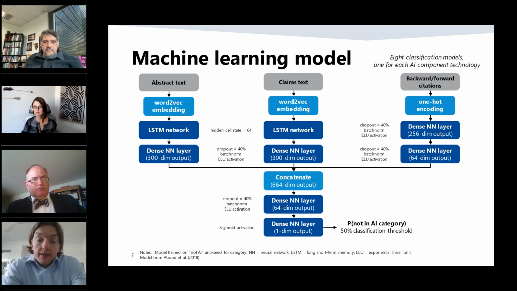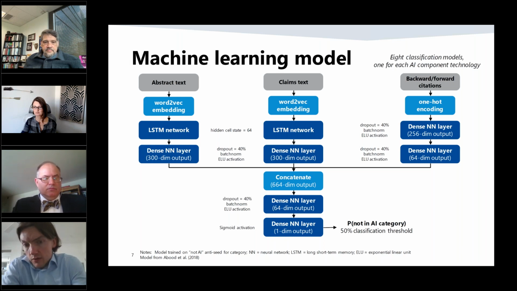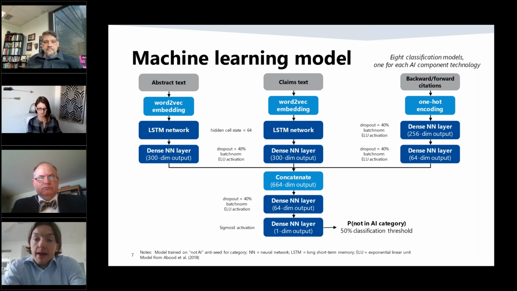You train a word-to-vec algorithm, and what does that do? It takes in the words and turns them into 300-length vectors, for example. Then you stick these into LSTM networks, and combine them with the backward citations that are one-hot encoded. So these are really massive vectors. You combine those and put them through another couple of neural network layers. This is the system that we're training for each of the AI component technologies.